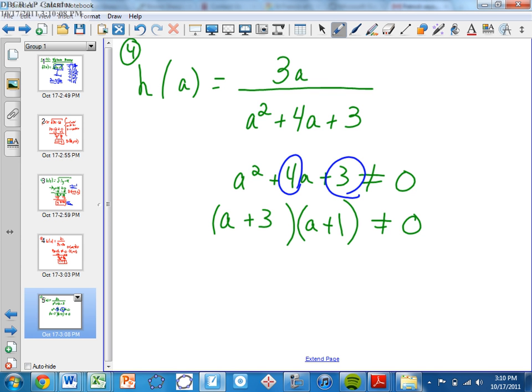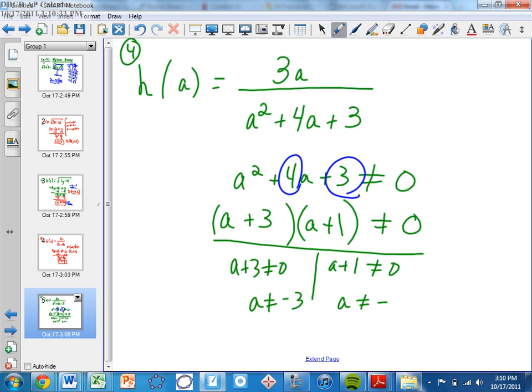Now, we've got a T-chart here set up we can do. Again, it's the same as last time. Last time we had a 0 there and it was equal to 0. Now it's not equal to 0. Make your T-chart the same way. So continuing this line, we say A plus 3 does not equal 0. A plus 1 cannot equal 0. Thus, A cannot equal negative 3, and A cannot equal negative 1.